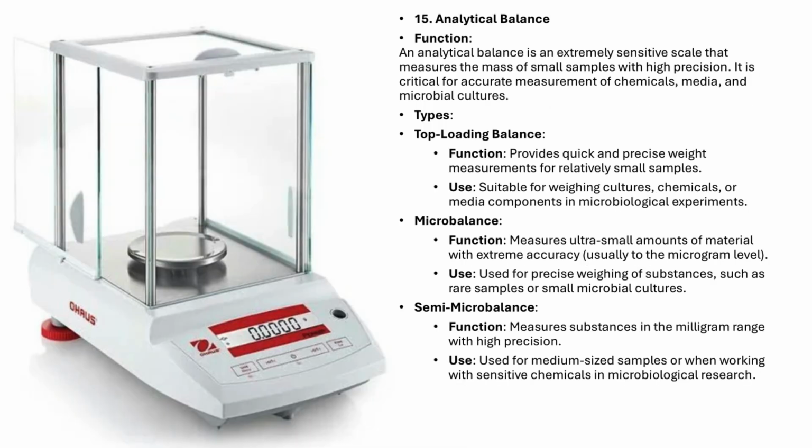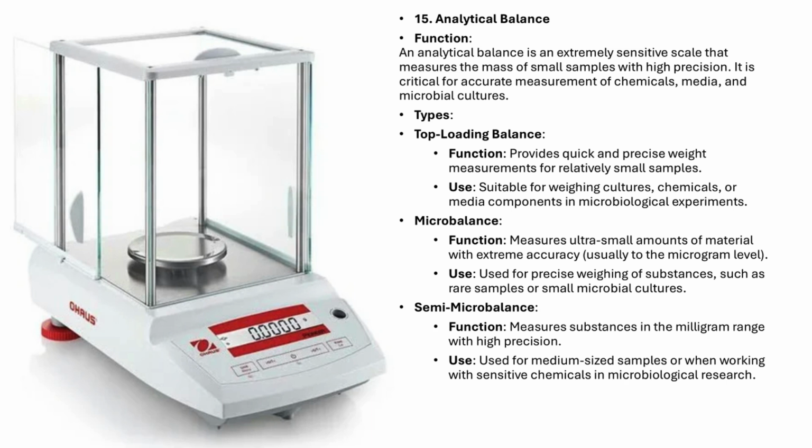Analytical balance, precision weighing in microbiology. Next up is a crucial piece of equipment for precise measurements in the microbiology lab, the analytical balance. This highly sensitive scale allows you to measure the mass of small samples with extreme accuracy, which is essential for everything from preparing media to analyzing microbial cultures.